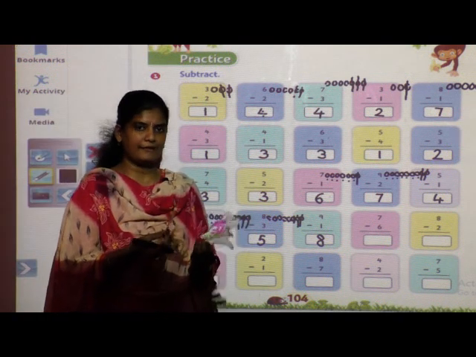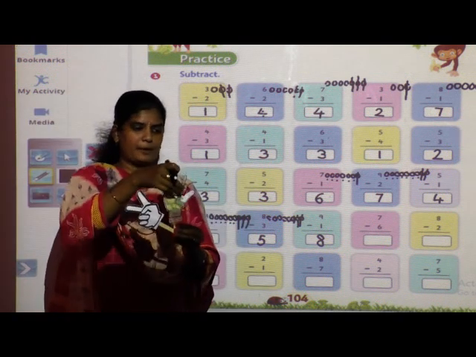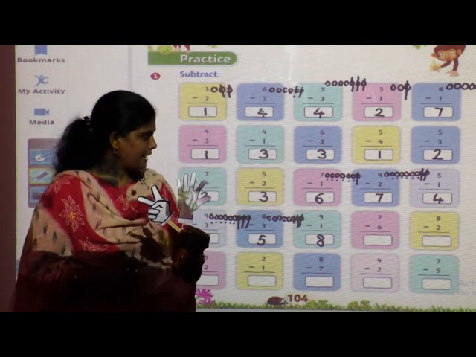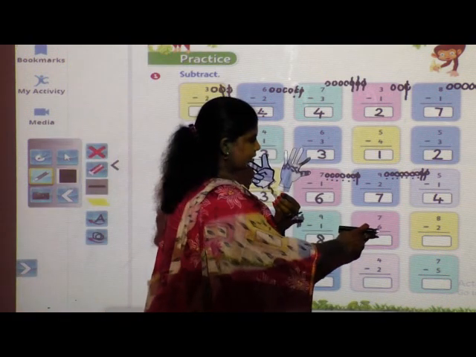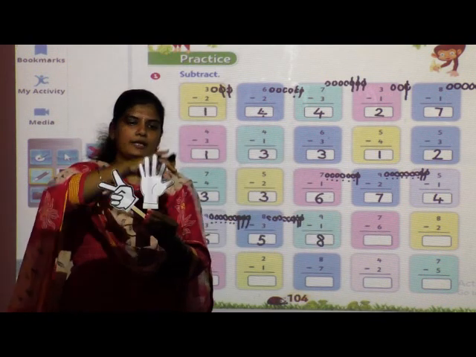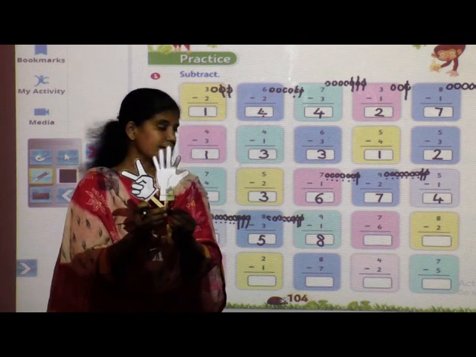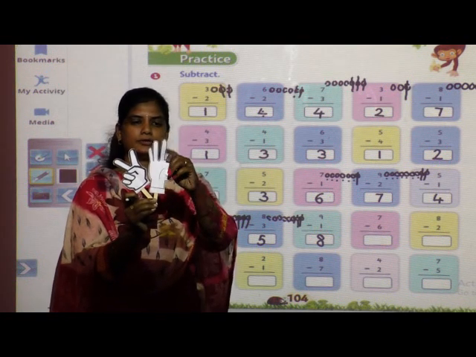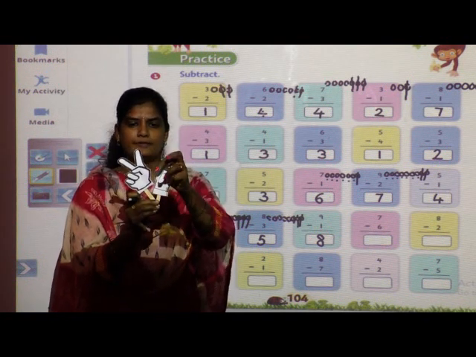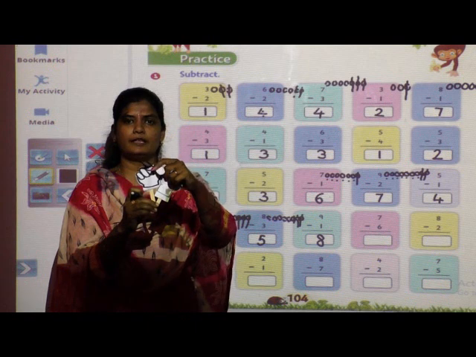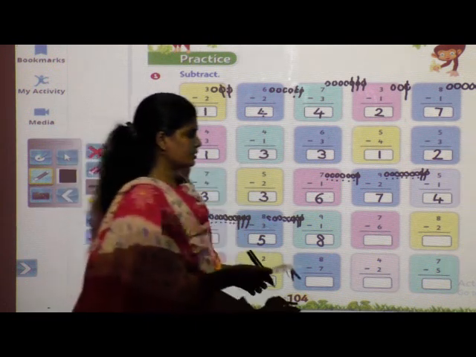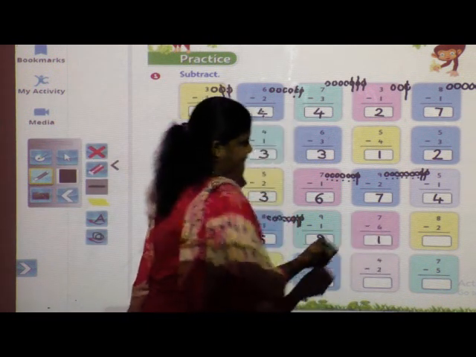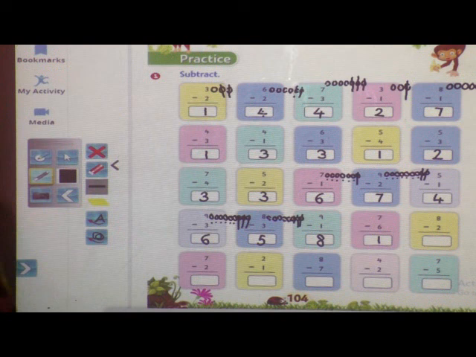Got it? Now next 7 fingers. See properly, 7 fingers. Open your 7 fingers properly like this. From that 7 minus 6. So close 6 fingers. 1, 2, 3, 4, 5, 6. So how many remains? 1. So write here 1.